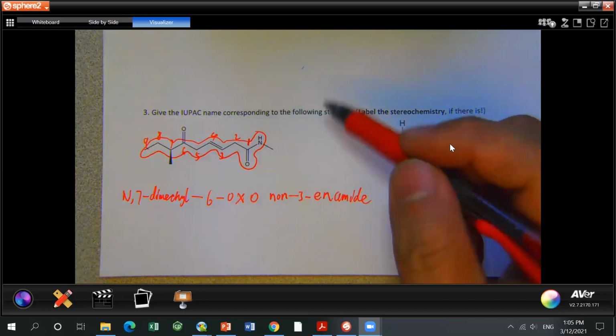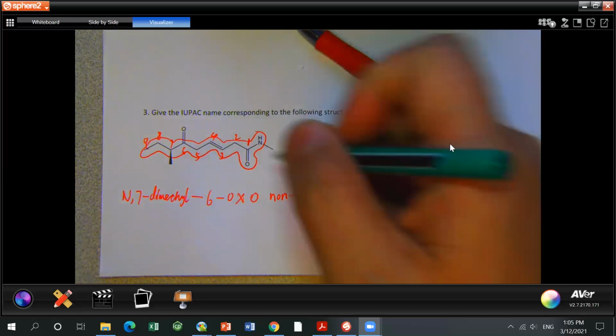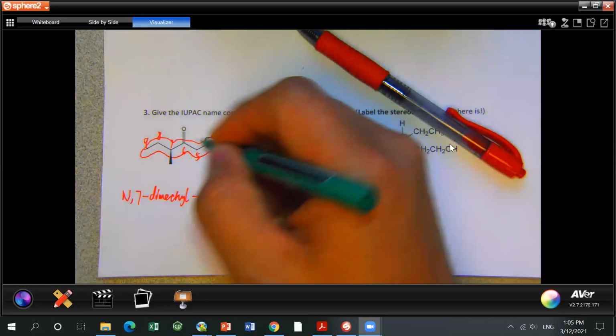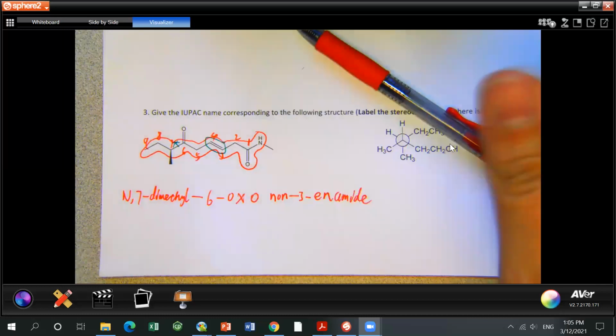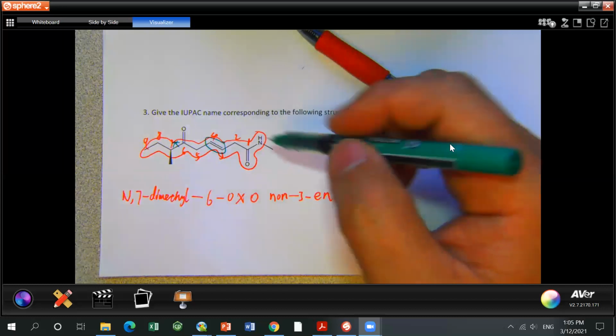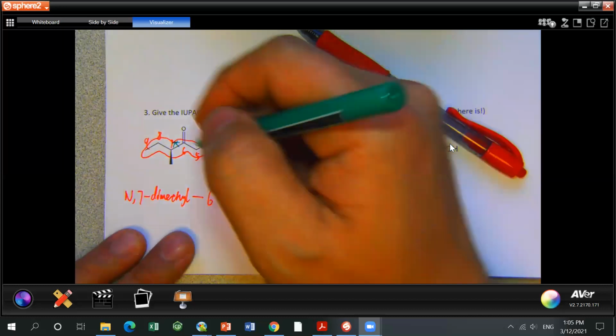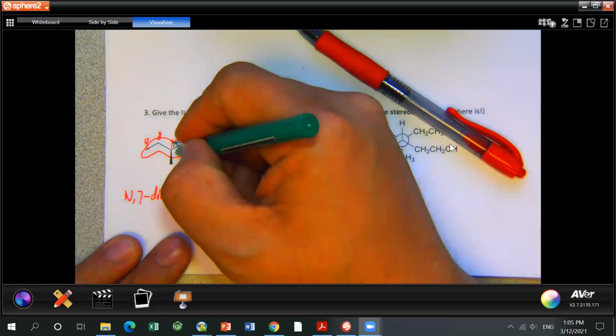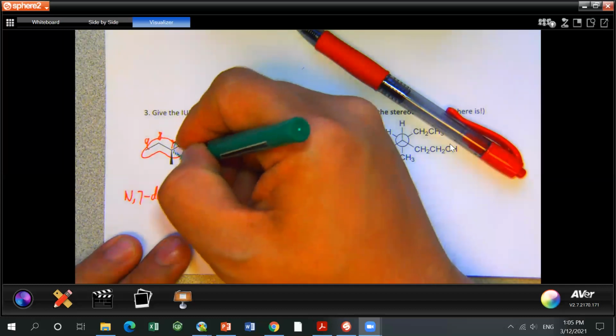We have to give stereo alignment for the theta bond and also this chiral center. The theta bond is easy to figure out. That should be E, so trans. And for this chiral center, the hydrogen already points away from you.